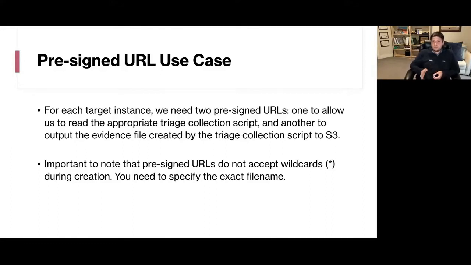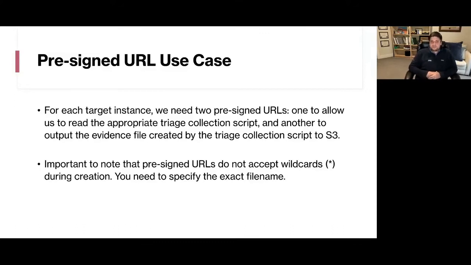Now, it's important to note, again, that pre-signed URLs need everything to be exact. One file name that you're going to read from, one file name you're going to upload to. They do not accept wildcards, right? This is something we tried to make work whenever we first did it. I would love to just allow for a wildcard upload, and then I can upload all of my different evidence pieces there instead of having to zip them, right? So then I can leverage Athena and query those raw files in S3.